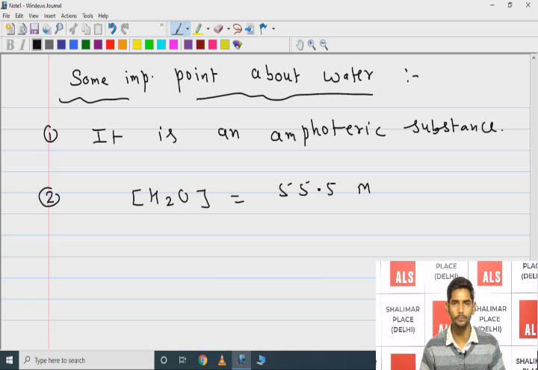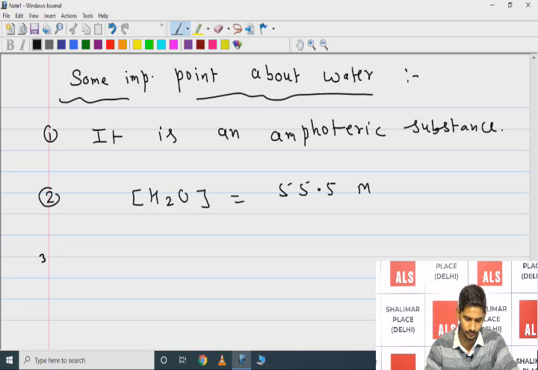If you want to, you can simply use the formula of number of moles upon volume of the solution. So volume will be 1 liter. Moles will be what? Given weight upon molecular weight. So consider the weight as 1 kg, divide 1 kg by 18. You will get the same answer.